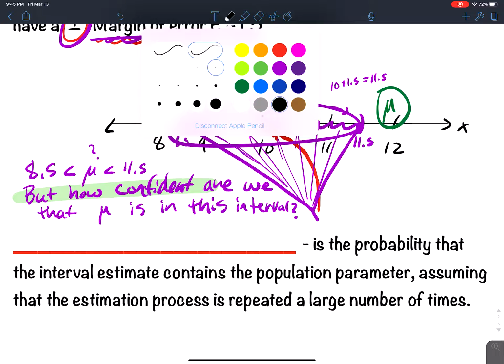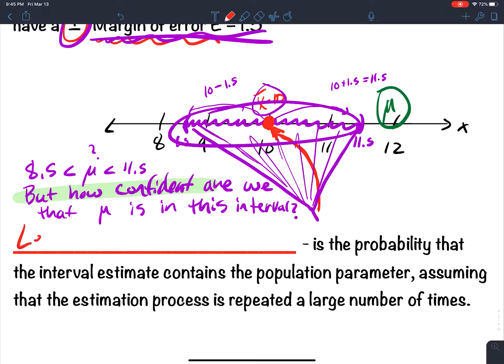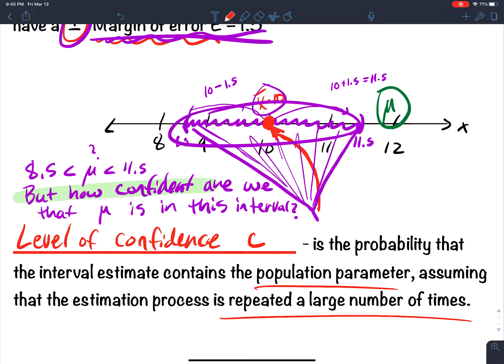This next definition, level of confidence, C, is the probability that the interval estimate contains the population parameter, assuming that the estimation process is repeated a large number of times. Okay?